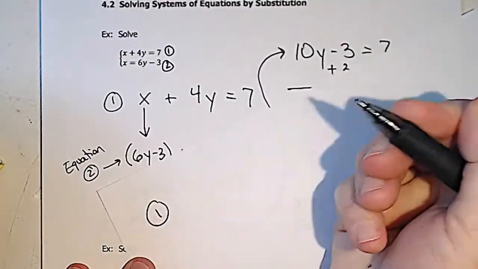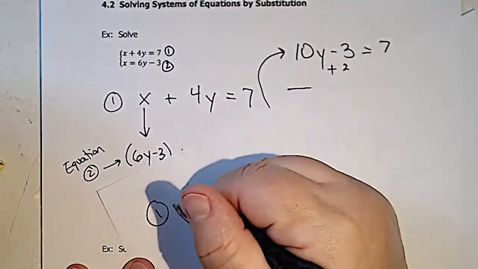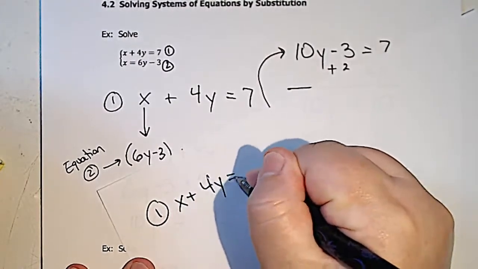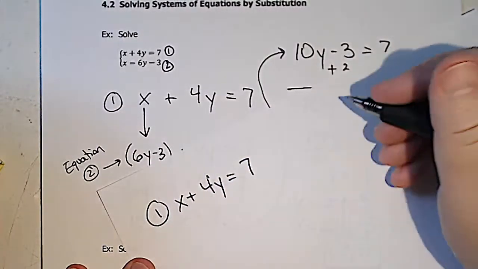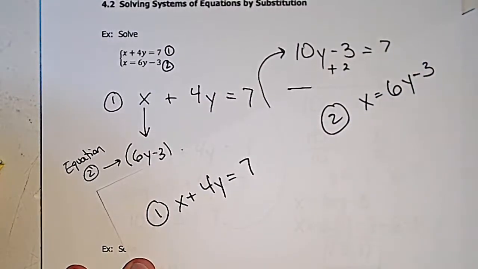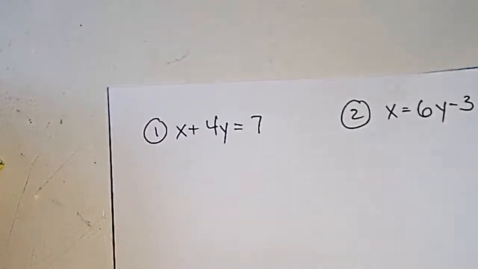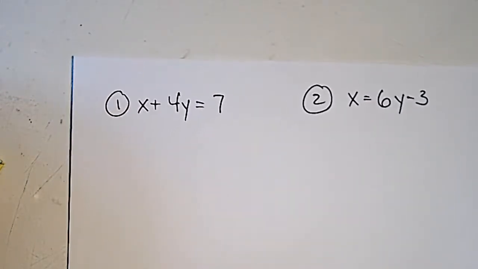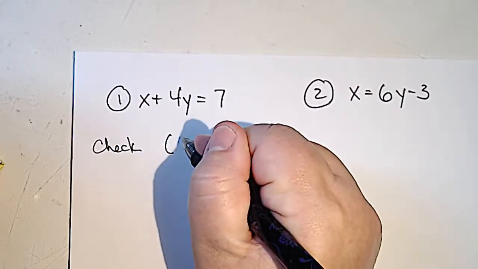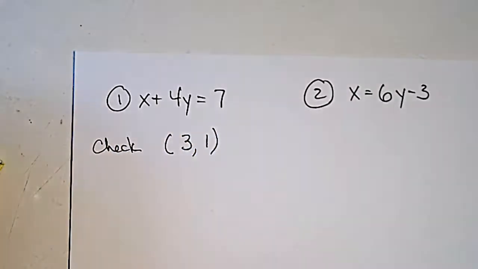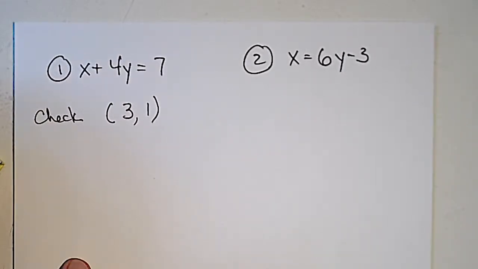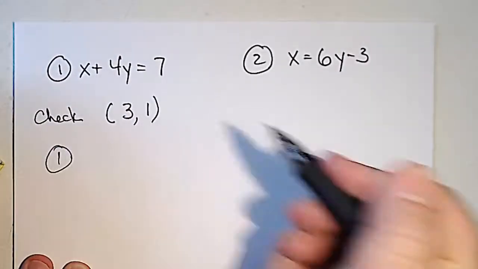So here's the first equation. Oh, my mouth is all over the place. And the second equation, x equals 6y minus 3. So I'm going to check both of these. The coordinates we were interested in were (3, 1). We believe that's the golden point that will satisfy both equations. So let's try the first one.